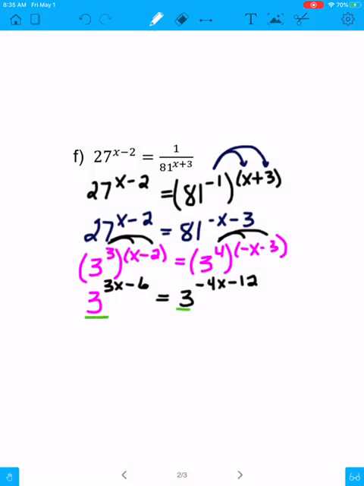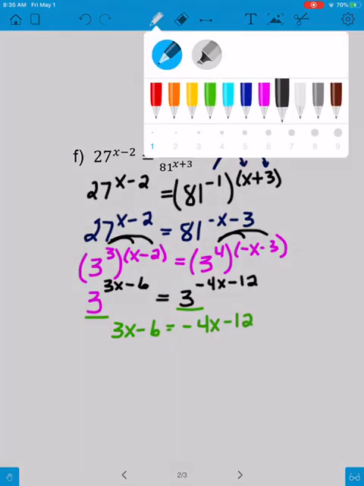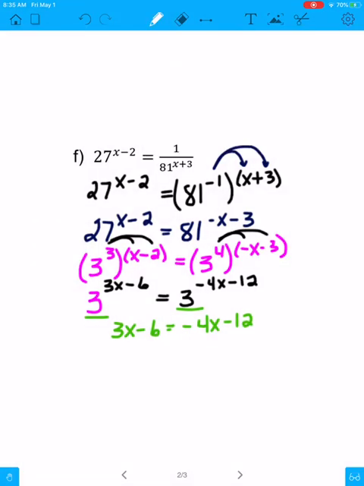And now my bases are the same, so I can set my exponents equal. 3x minus 6 equals negative 4x minus 12. If you have 1x on one side and 1x on the other and you're trying to figure out what to do next, move one of them. It doesn't matter which one. I'm going to move the 4x because it's negative, that's all. Could I have moved the 3x? Absolutely. So I'm going to add 4x to both sides.